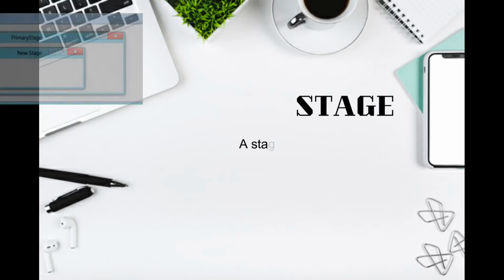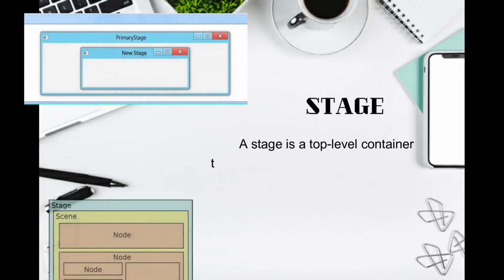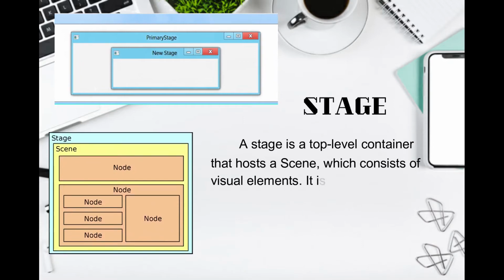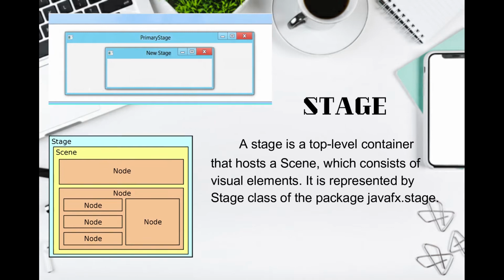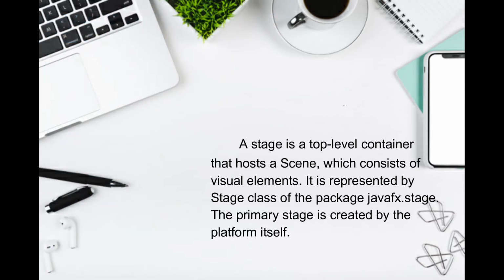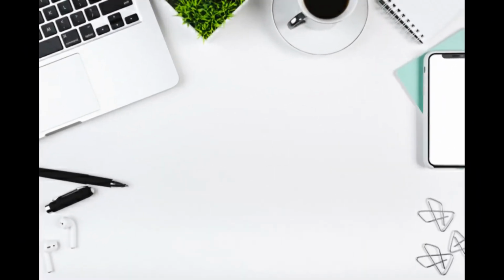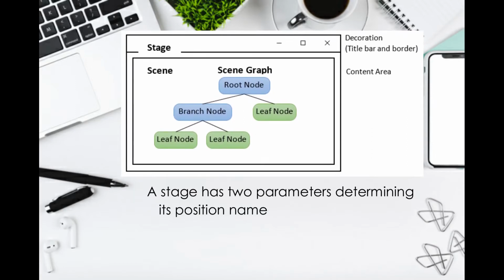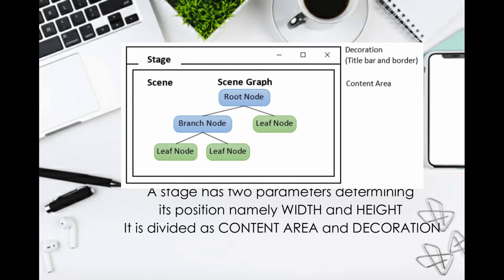First is the stage, or the window. It is a top-level container that hosts a scene, which consists of visual elements. It is represented by the Stage class of the package javafx.stage. The primary stage is created by the platform itself. A stage has two parameters determining its size, namely width and height. It is divided into a content area and decorations.